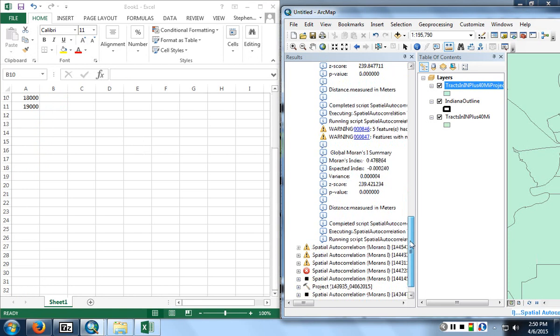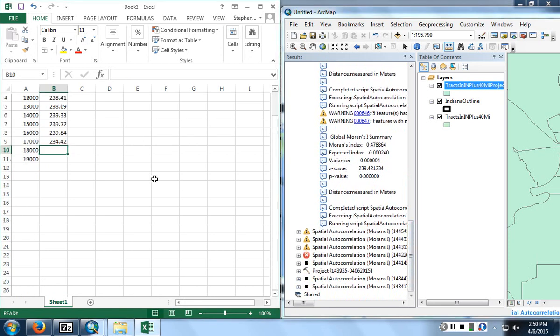You can run batch processes for almost any tool in ArcMap. Save you a lot of time. Set it and forget it, kind of.